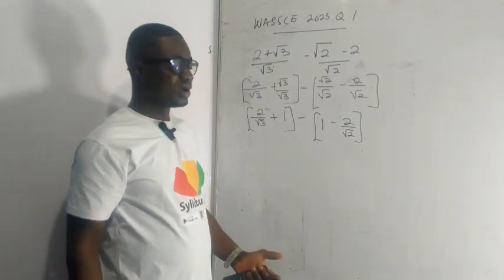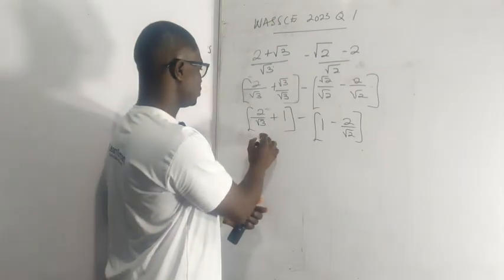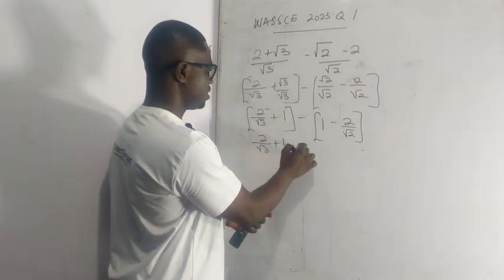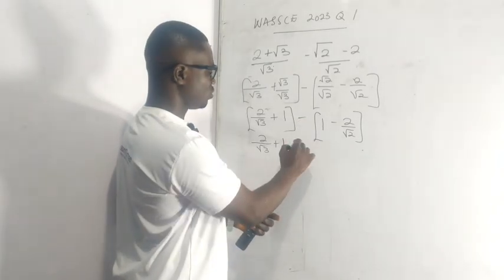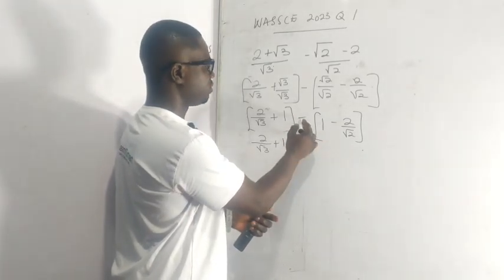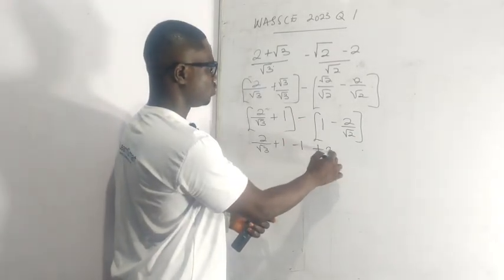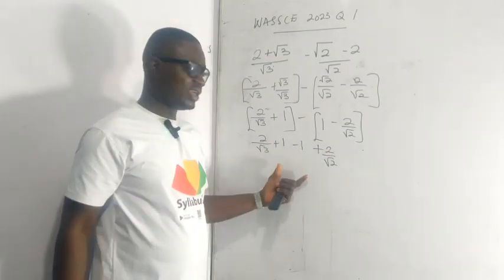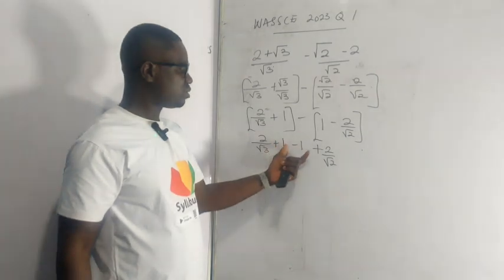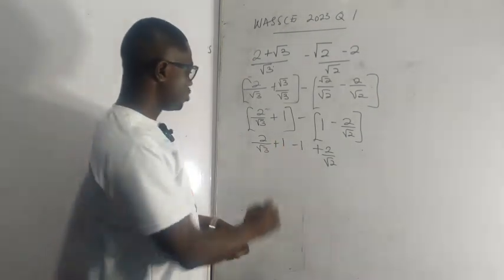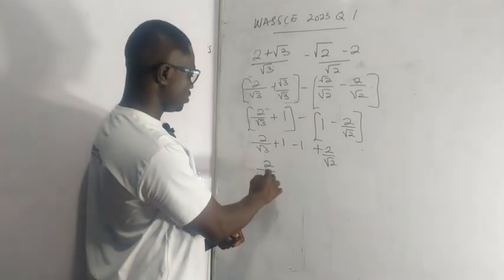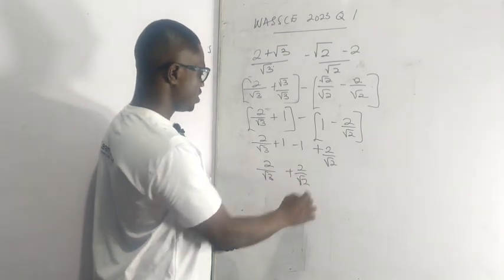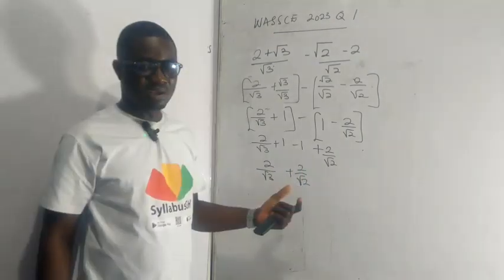Now can we open the bracket? We can open the bracket, having 2 over root 3 plus 1, then minus times minus 1 will give you minus 1. Then minus minus will give you plus 2 over root 2. Now we are very lucky. We see this expression can easily cancel. So we have 2 over root 3 plus 2 over root 2. Now you see how simple the expression is becoming.